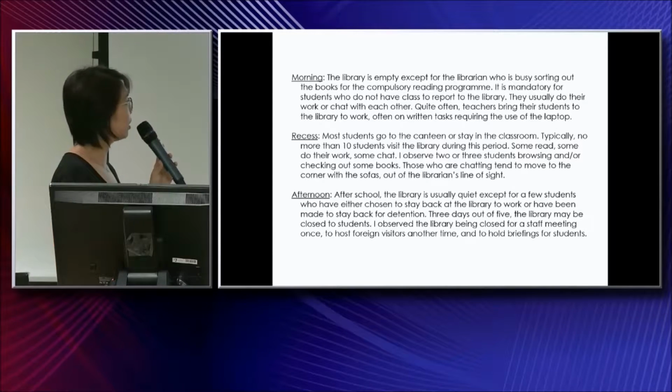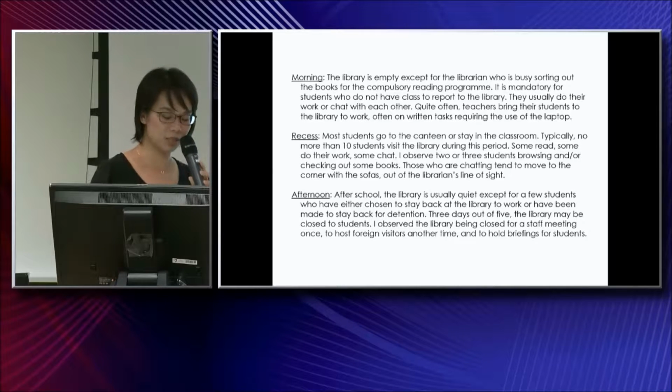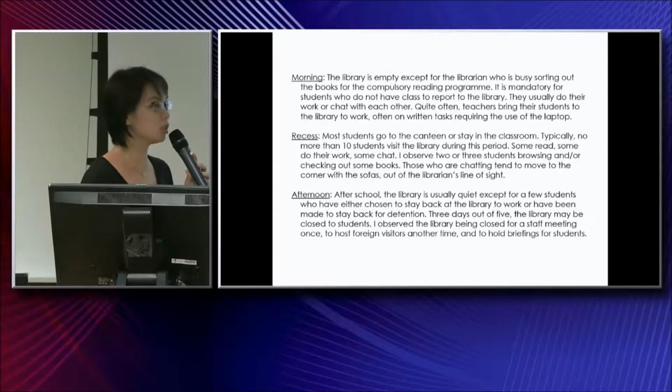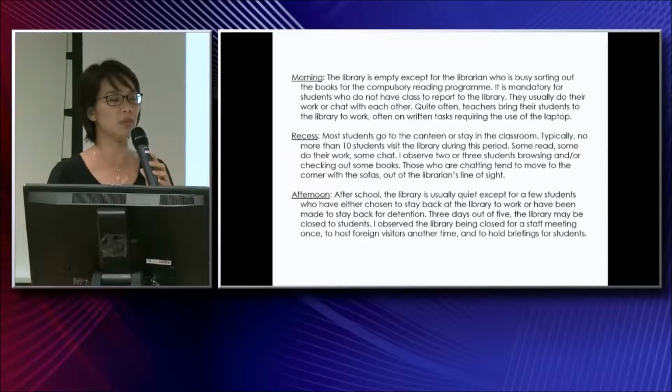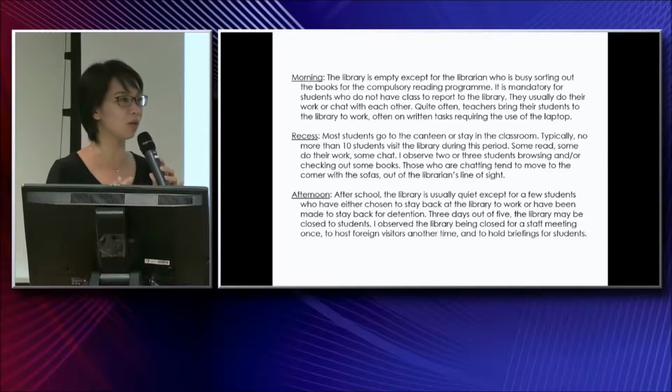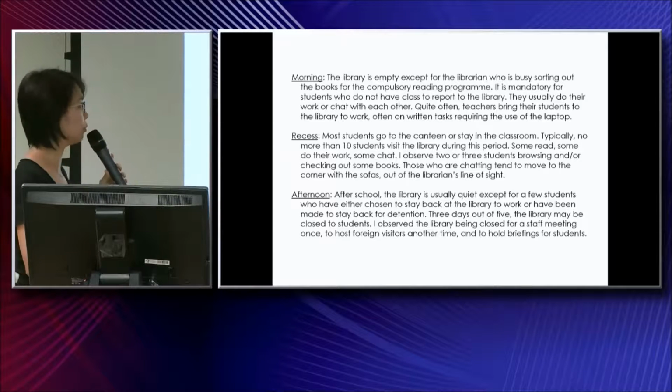Quite often, teachers bring their students to the library to work, often on written tasks requiring the use of a laptop. Interestingly, and later you'll see how the space is set up, the students were really going to the library to finish essays. They were not going to the library to do research. They were not using the laptops to go online to look for more information to help them with their work.